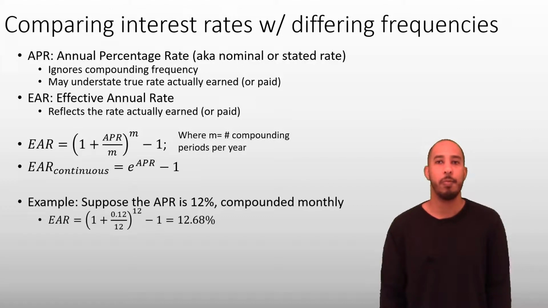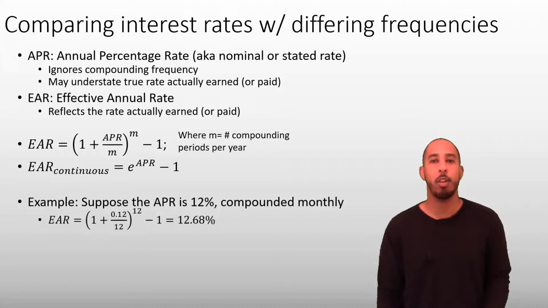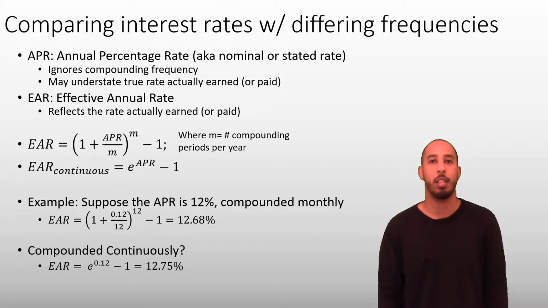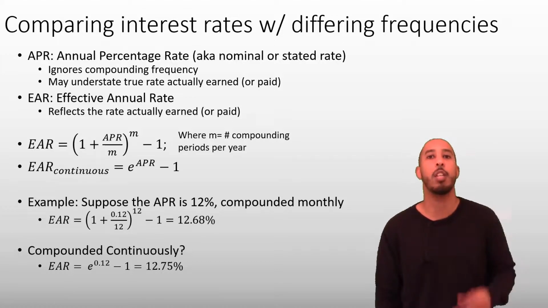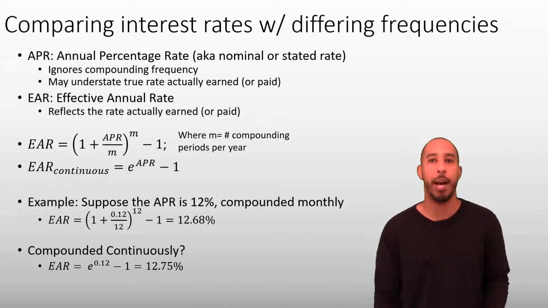Let's do an example. Say we have an account with an APR of 12% that's compounded monthly. The effective annual rate on this account will be 12.68%. Notice that the EAR is greater than the APR. This is because we're actually earning more than the 12% that's stated due to the compounding, earning interest on interest throughout the year. If the account compounded interest continuously, it would have an EAR of 12.75%. Again, notice that the EAR here is even greater than what we had with the monthly compounding. Again, this is because there's more frequent compounding in this continuous case. More interest on interest throughout the year.